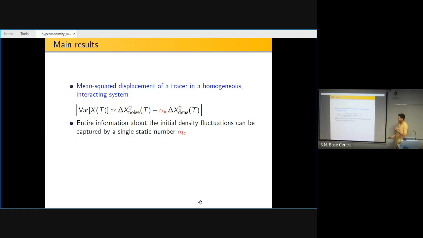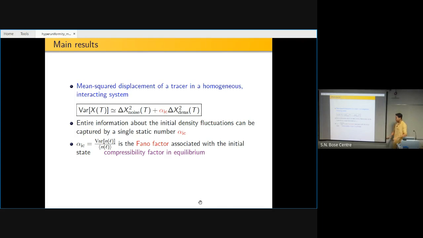And how does it hold the information? Entire information about the initial density fluctuations can be captured by a single number. It's a static quantity, and I have denoted it by alpha IC. IC stands for initial condition. What is alpha? Alpha is an asymptotic variance. You find this alpha a lot in the studies of hyperuniform literature. So this alpha is essentially a generalized compressibility. The name is essentially a Fano factor, and this Fano factor is associated only with the initial state.